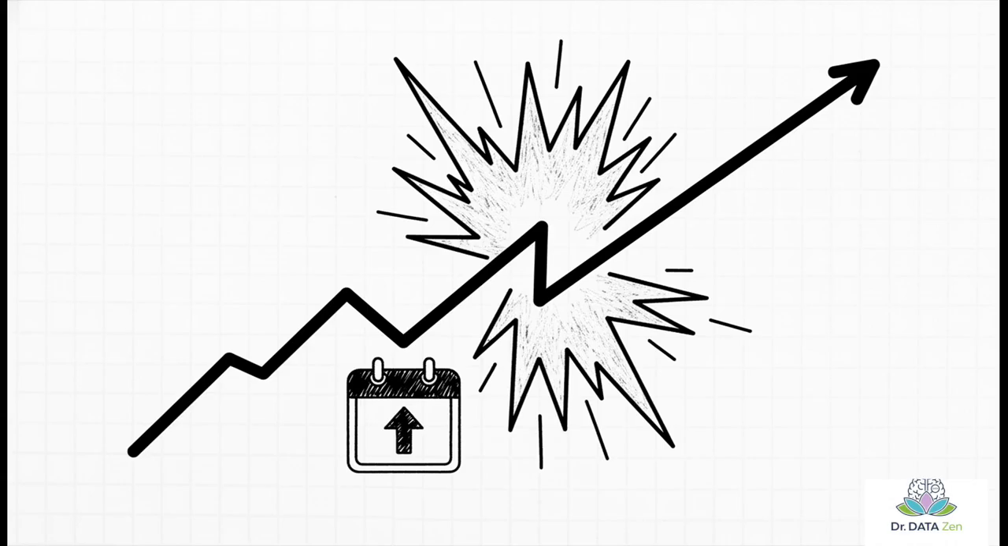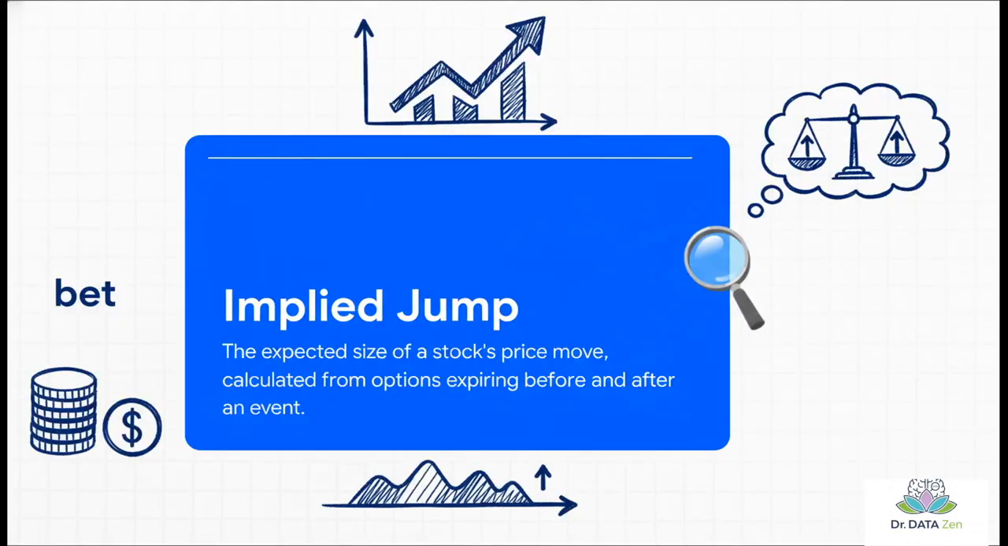An earnings report drops and bam, in the blink of an eye, the stock gaps up or down by 10, 20, maybe even 30%. These are the jumps. And for traders, they represent massive opportunity and, of course, massive risk. So how on earth do you trade something so explosive?